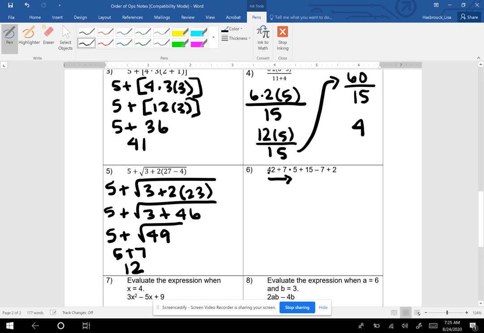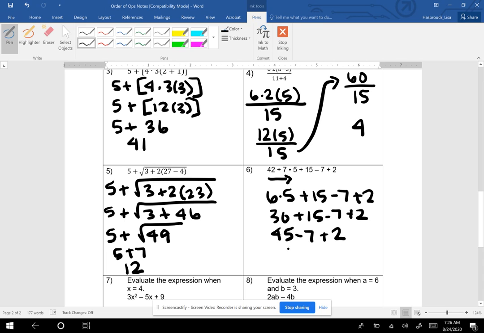As I go from left to right, I have 42 divided by 7 first. 42 divided by 7 is 6. So I have 6 times 5 plus 15 minus 7 plus 2. Now going from left to right again, 6 times 5 is 30. 30 plus 15 minus 7 plus 2. So all I have left is adding and subtracting. I can add and subtract from left to right. 30 plus 15 is 45. Minus 7 plus 2. 45 minus 7 is 38. And 38 plus 2 is 40.